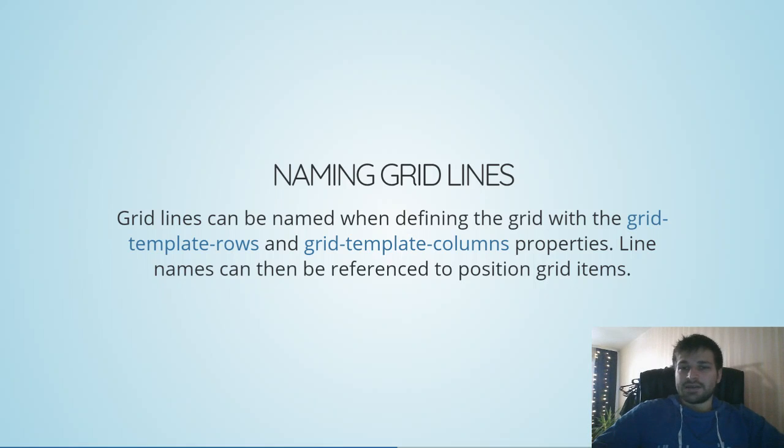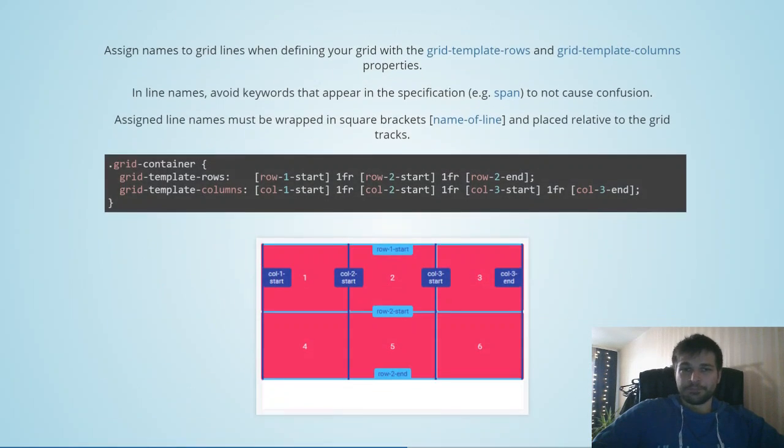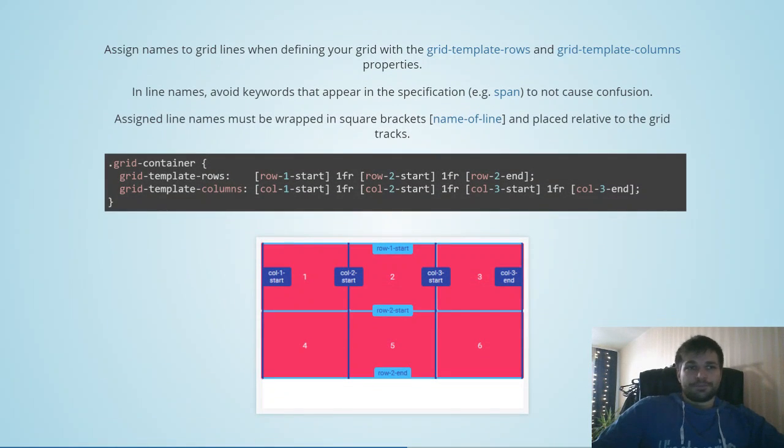You can take these lines that are numbered and then you can actually give them names to give a little more context, and then you can use those names to position grid items. So a basic example here is you're taking the template columns and rows, defining them with sizes, but you also have these grid names, so line names.